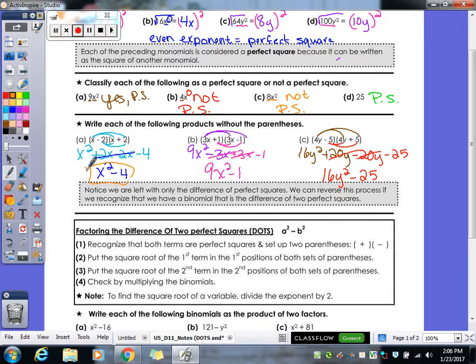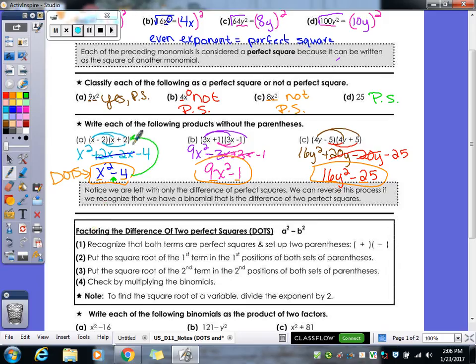So these three answers that we got here are all examples of what a DOTS setup should look like. Each of them has two perfect squares for terms: 1, 2, 1, 2, 1, 2. And there's a subtraction sign in the middle. So this would be a DOTS factor. When we go to factor it, our rules would be the same. Our sign here is the subtraction, so your signs would be different when you factor.